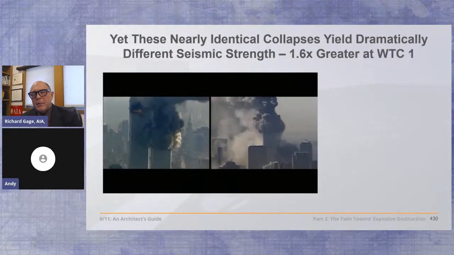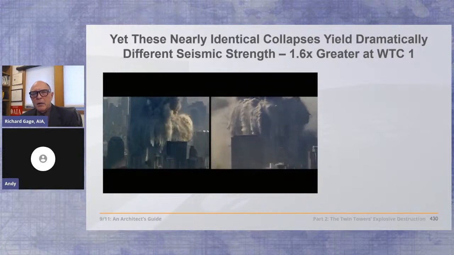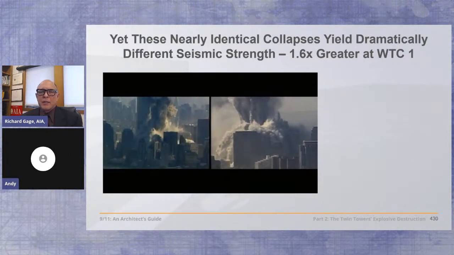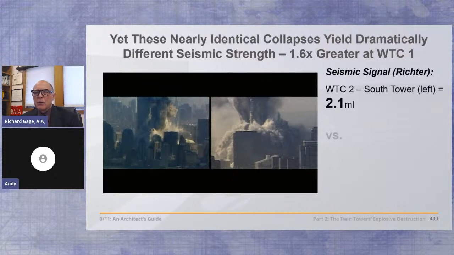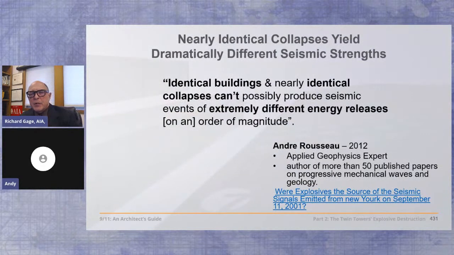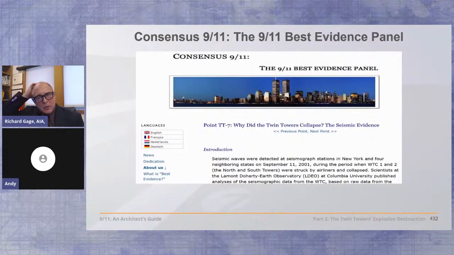And remember, check this out. Each of these towers are nearly identical. Their collapse is nearly identical, but one of them has an energy release of 1.6 times that of the other. Now that's on an order of magnitude. A 2.1 versus a 2.3 is 1.6 times greater energy, because of the logarithmic scale that seismic events are shown on. That is impossible to explain by the collapse all by itself. So Andre Rousseau says identical buildings and nearly identical collapses can't possibly produce seismic events of extremely different energy releases. And this was his work in 2012.